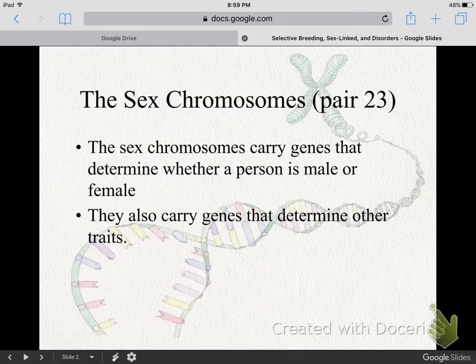So we talked about how we have chromosomes that code for different things. Well, we have chromosomes that also determine gender, and that is the chromosome pair number 23. These are called the sex chromosomes. The sex chromosomes are going to carry genes that are specific to the gender. So if it's specific to the male or the female, that type of trait is going to be carried on chromosome 23. They also carry genes that determine other traits for the individual.